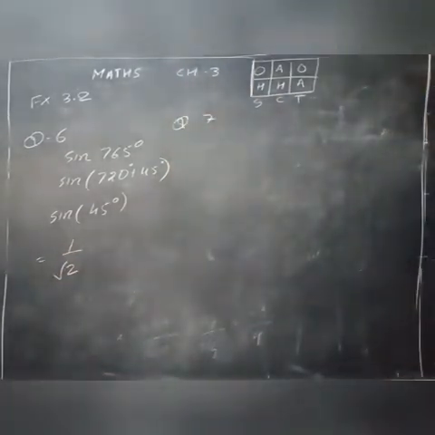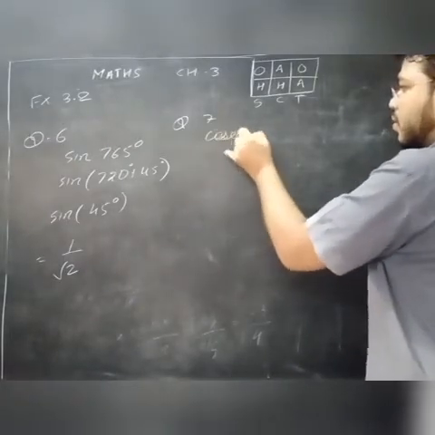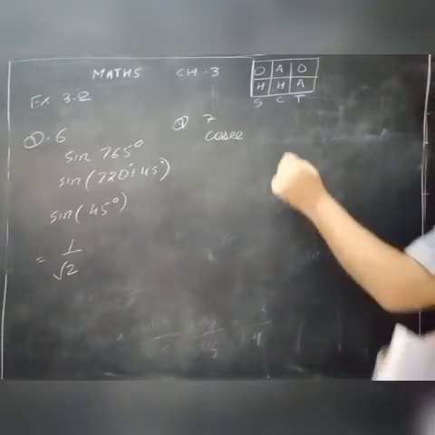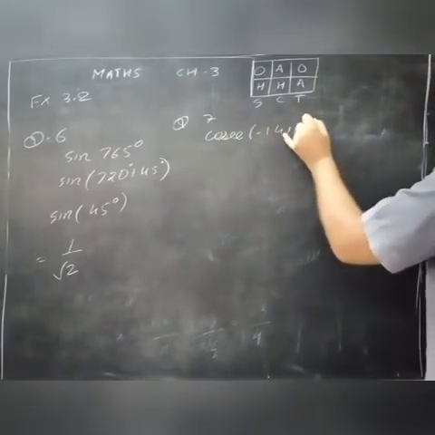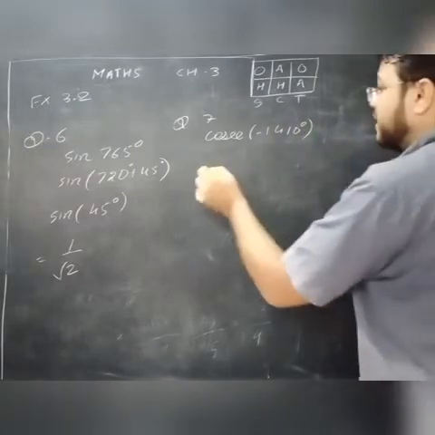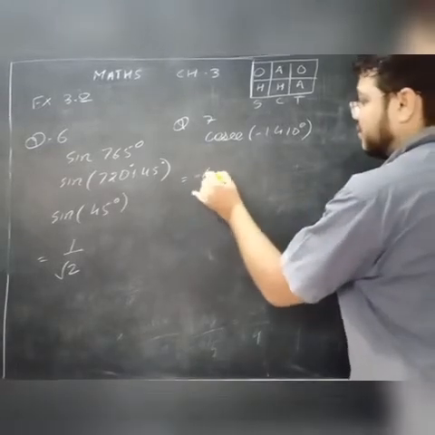Let's try to understand the 7th question, where it is given cos of minus 1410 degrees. So I will take this minus outside, as cos x is an even function.